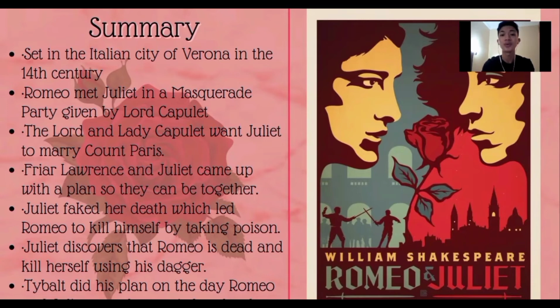Suddenly, Juliet woke up and discovered that Romeo is dead. Juliet picked up Romeo's dagger and used it to kill herself. Due to this tragedy, the Montagues and the Capulets vow to never argue again. So that is the summary of Romeo and Juliet.